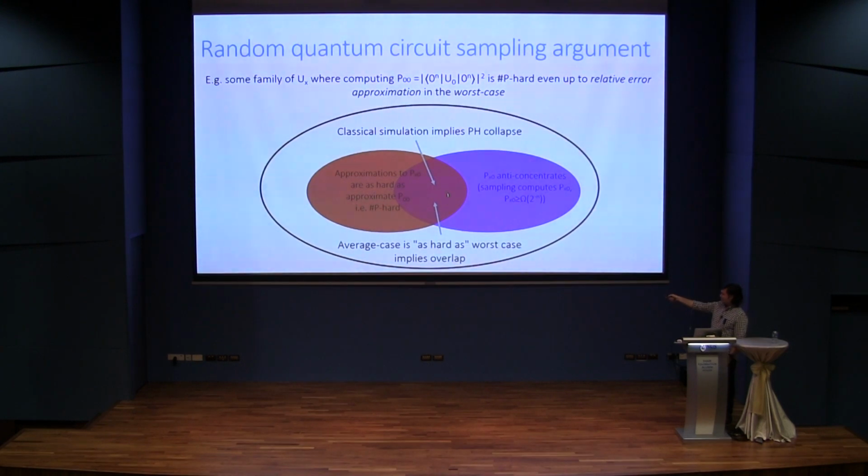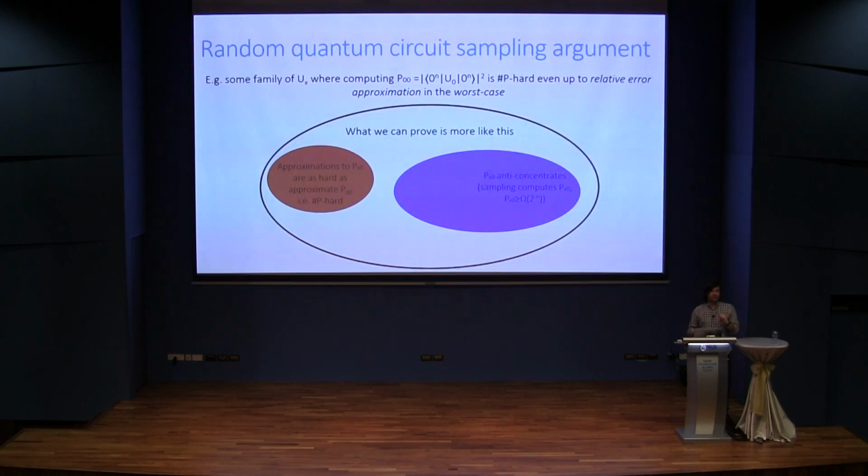Now, the other part of this argument: if you can show that approximations to the output probabilities for a random choice from within this family are as hard as for the worst case choice, then for a sufficiently large fraction of that set, you should get an overlap. And if you get a heavy overlap between these two families, then if there are classical simulations of these families of circuits, that implies a polynomial hierarchy collapse. So in short, if the average case complexity is as hard as the worst case complexity, you'll get an overlap for these sorts of things. What we can actually prove right now is a situation that looks like that. Okay? So what you can do is identify families of circuits where you can show that anti-concentration exists. You can show that the worst case complexity is gap P complete.